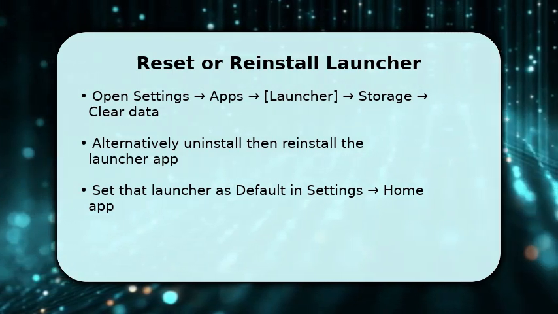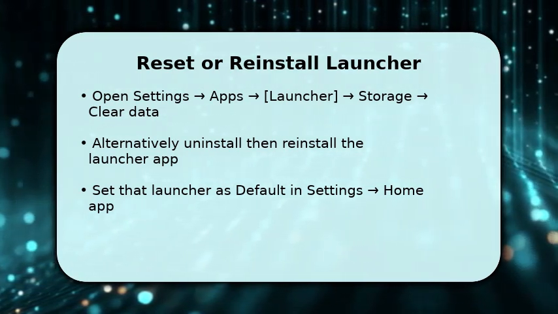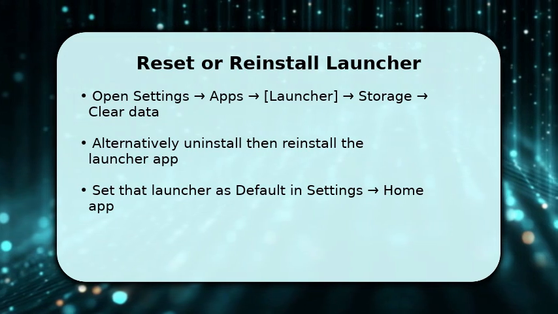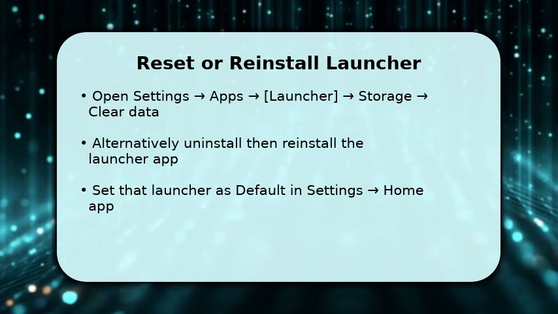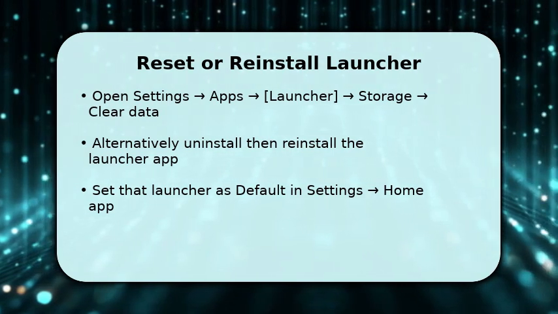Once the app is reset or reinstalled, go to Settings, find Default Home App or Home, and pick your launcher so the system routes home presses correctly. Doing this restores the base environment for shortcuts.